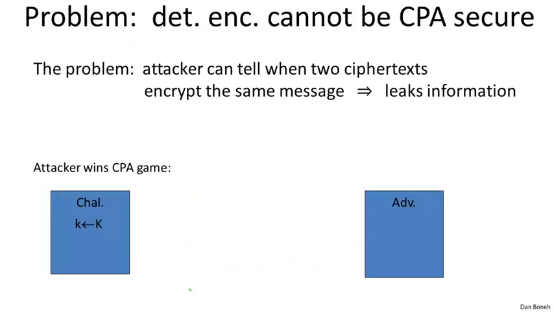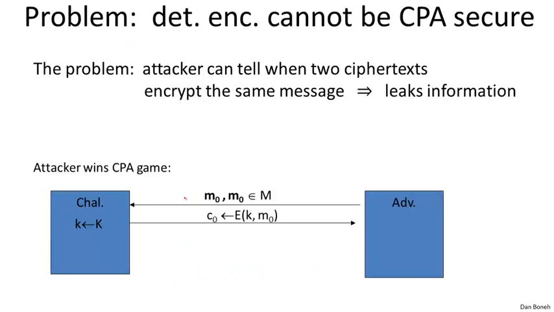I wanted to briefly remind you that formally we say that deterministic encryption cannot be CPA secure by describing an adversary that wins the CPA game, the chosen plaintext attack game. And let me quickly remind you how that works. The game starts by the adversary sending 2 messages, M0 and M0.